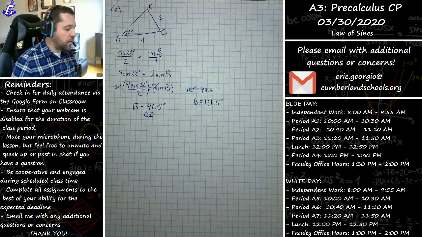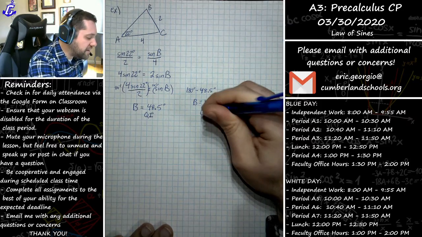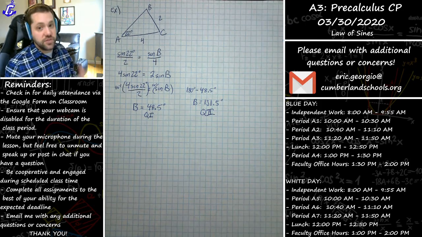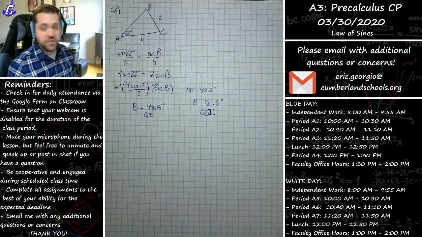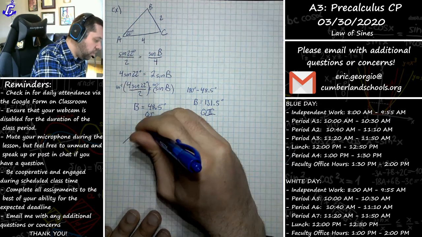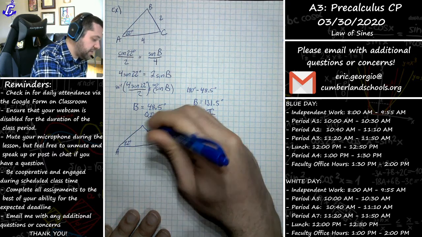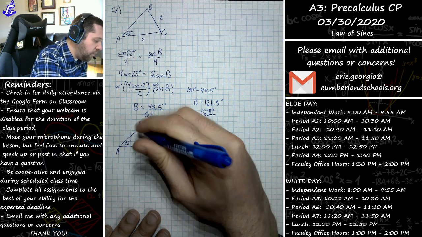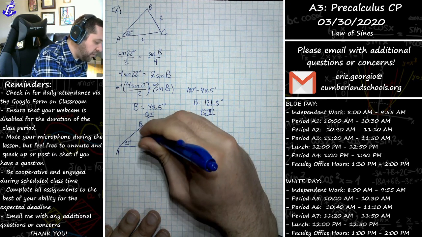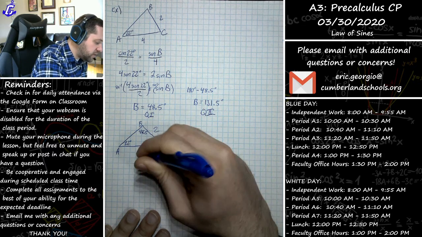Alrighty? So, in the case where there's 2 possibilities, you actually do have to solve almost essentially 2 problems. You have to say, well, what if, because the reason it's called ambiguous is because you really don't know. What if this angle was 48.5? What would your triangle look like?